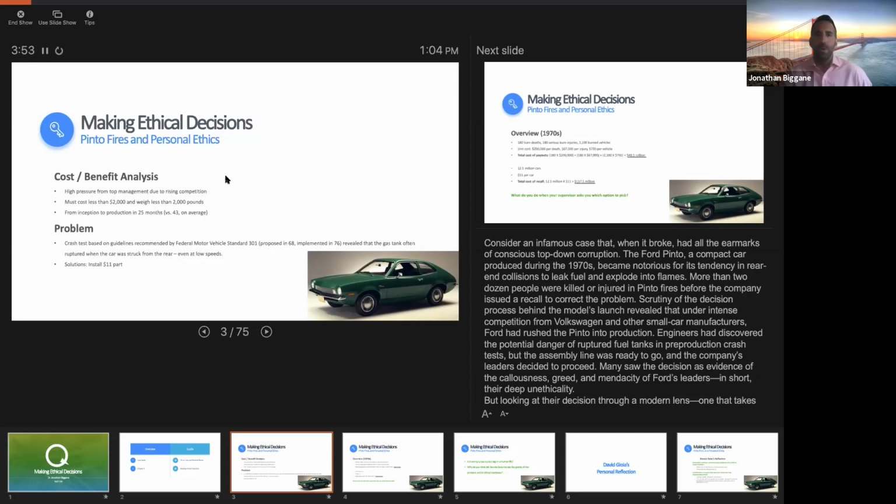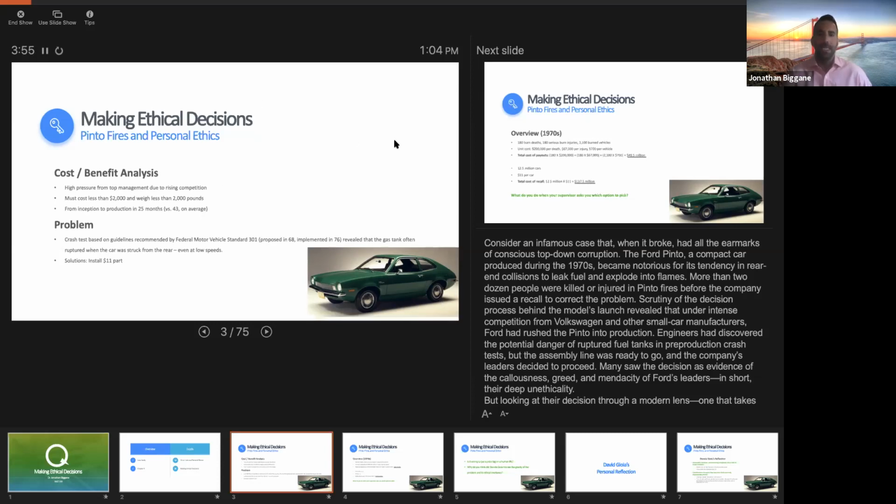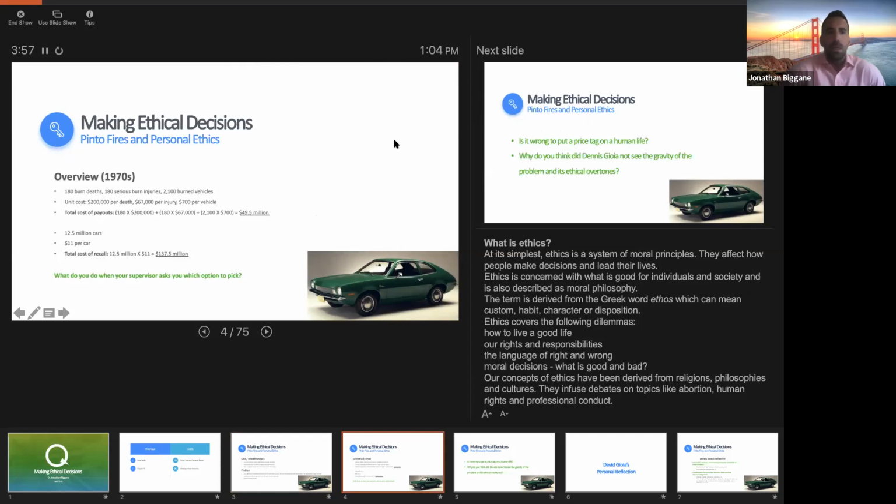So they did what was legal at the time. They did a cost-benefit analysis, and they said, well, what is going to happen if we don't fix this? And they estimated that there would be 180 burn deaths, 180 serious burn injuries, and 2,100 burned vehicles. They estimated, based on how much people were paid out for previous lawsuits, that they would have to pay about $200,000 per death, $67,000 per injury, and $700 per vehicle. So the total cost was $49.5 million if they did nothing.